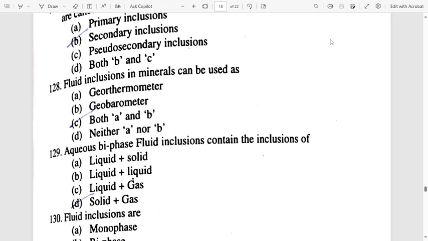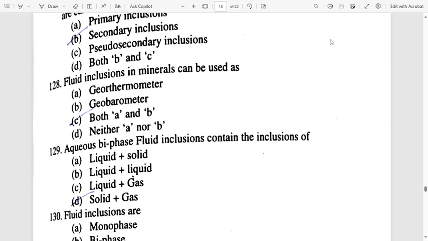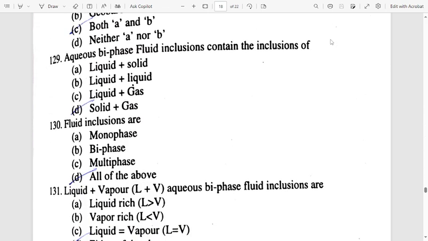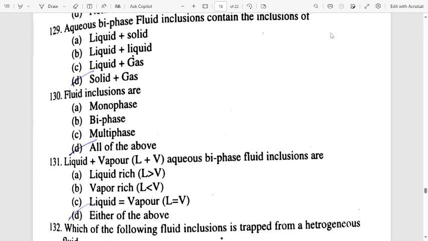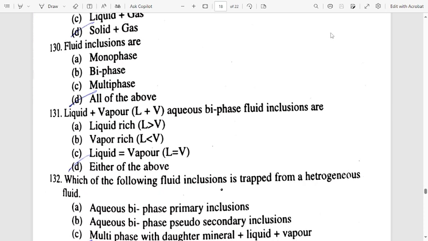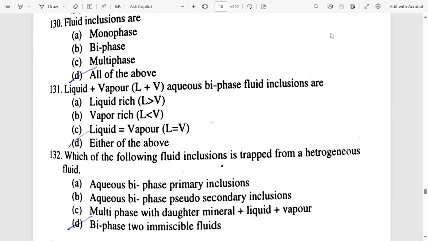Fluid inclusions in minerals can be used as both geothermometer and geobarometer. Aqueous biphase fluid inclusions contain the inclusions of solid and gas. Fluid inclusions are monophase, biphase, multiphase. Liquid and vapor, L plus V together, we have aqueous biphase fluid inclusions, which are either of the above: liquid rich, vapor rich, and liquid vapor equal.